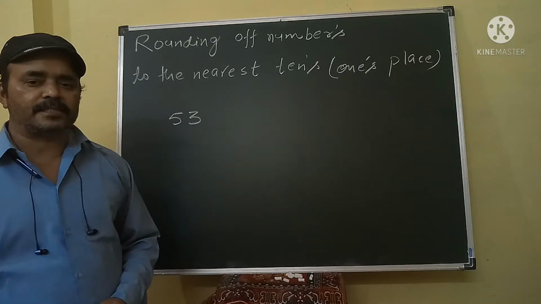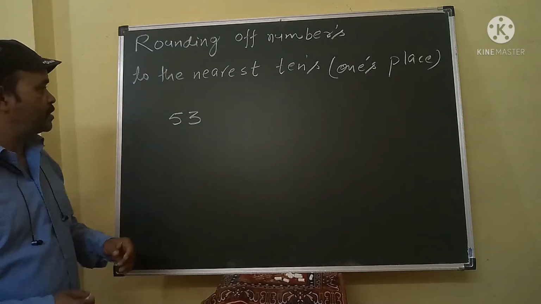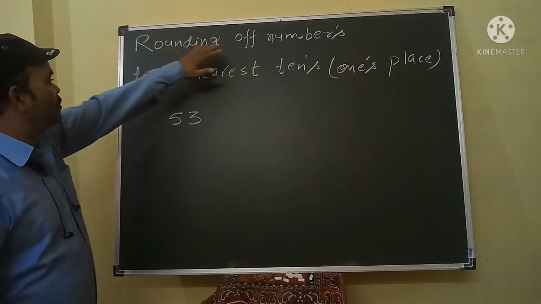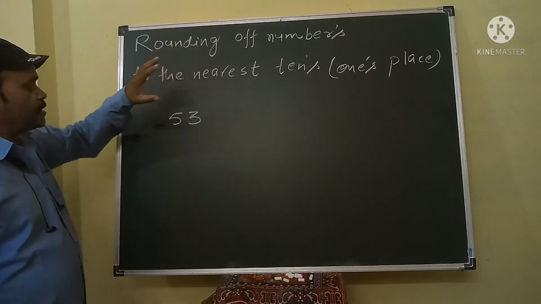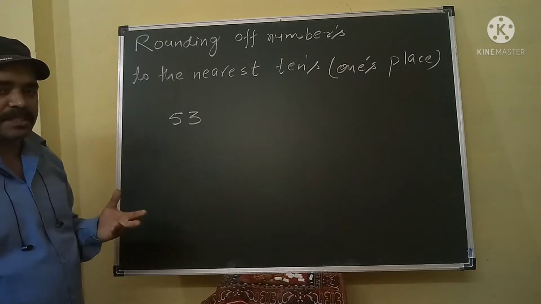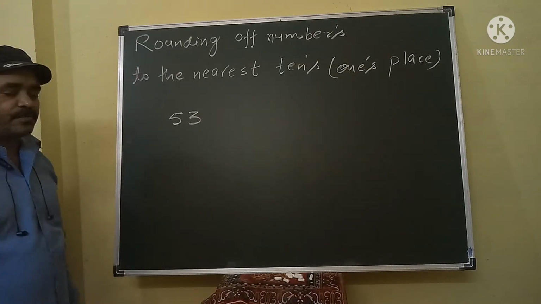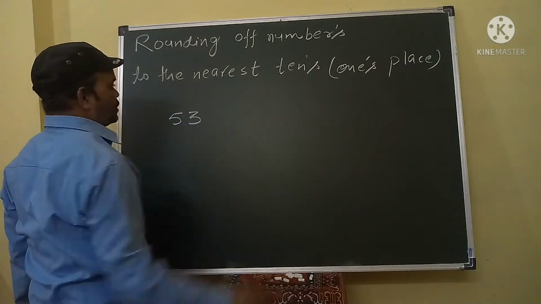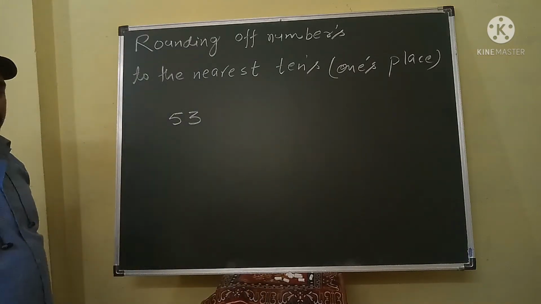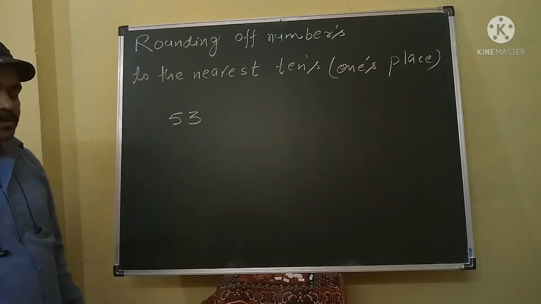Now today we will discuss one new topic, rounding of numbers. For this topic we will discuss some basic points. Your first basic point is rounding to the nearest tens. I want to give one example to you.